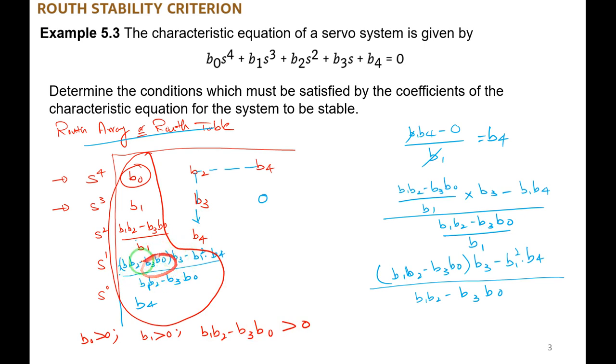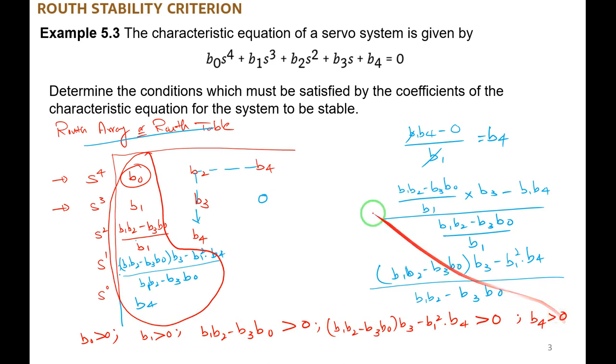Next, this element should be greater than 0. The denominator will vanish, so what I'll be getting is B1 B2 minus B3 B0 into B3 minus B1 square into B4 should be greater than 0. This is the condition. Then the last element B4 should also be greater than 0. So these are the conditions. What are the conditions for the system to be stable? All the elements in the first column of the Routh array should be positive, greater than 0.